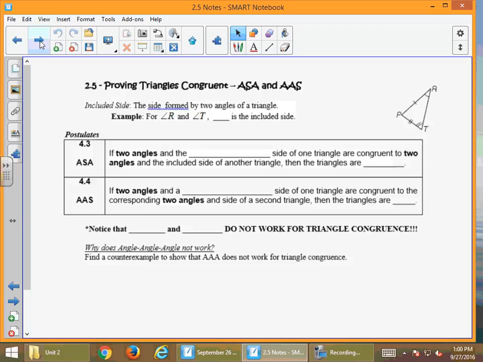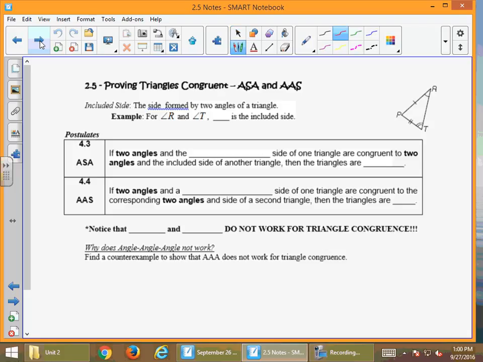Let's take our first notes for this. Before we get going, our first little thing we haven't talked about is the included side. Just like yesterday with the included angle when we had SAS, it was the angle that was between two sides. So what do you think the included side is going to be? In between two angles. Very good.